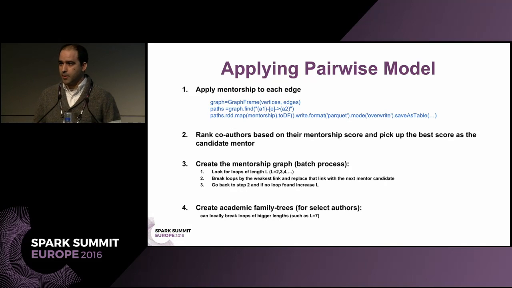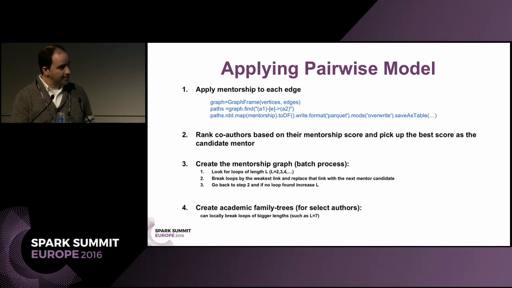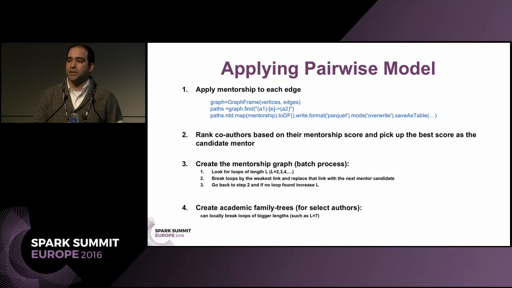Okay, no Spark talk without a little Spark code. So that's the final application. You can see it here. Just define a graph with a GraphFrame, with the vertices and edges, which are a lot of data put together, and then just find a simple path. This is for the pairwise model. And then apply that path data to a mentorship score. This can be a heuristic or an ML model, and that's it. After that, you just rank these mentorship scores and you keep the rank one on its mentor-mentee graph.